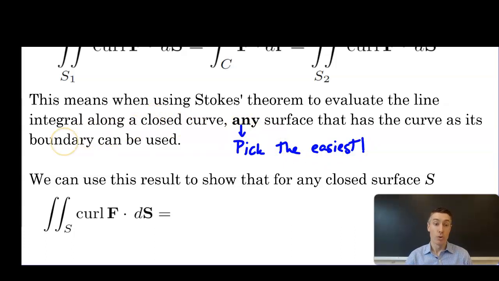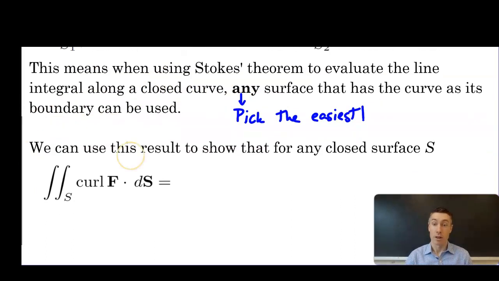And we can use this result to show that if we have a closed surface, so think of a sphere, that the surface integral of the curl vector field is just going to be 0. And you can do this in a number of ways. A simple way to think through this is if you have a closed surface, you have no boundary curve, so there's no movement of the vector field along the boundary curve since it doesn't exist, and therefore the value of this integral is 0.